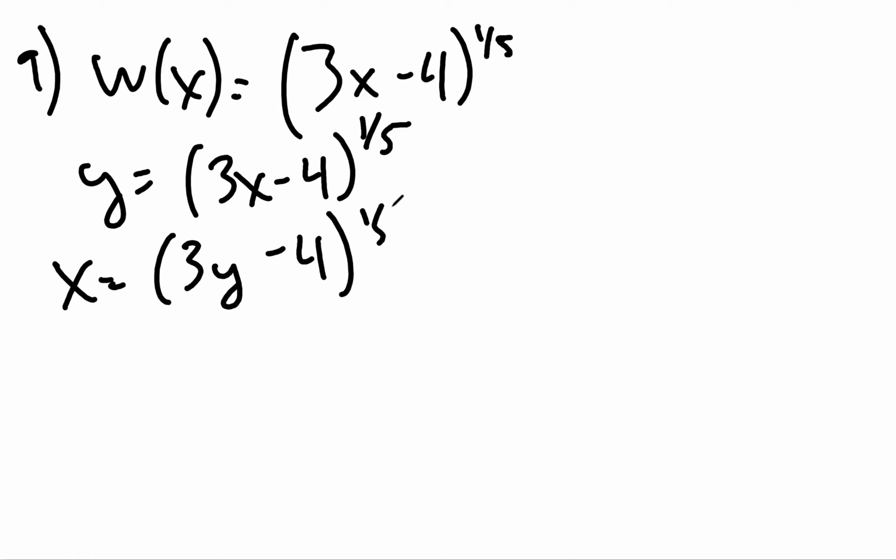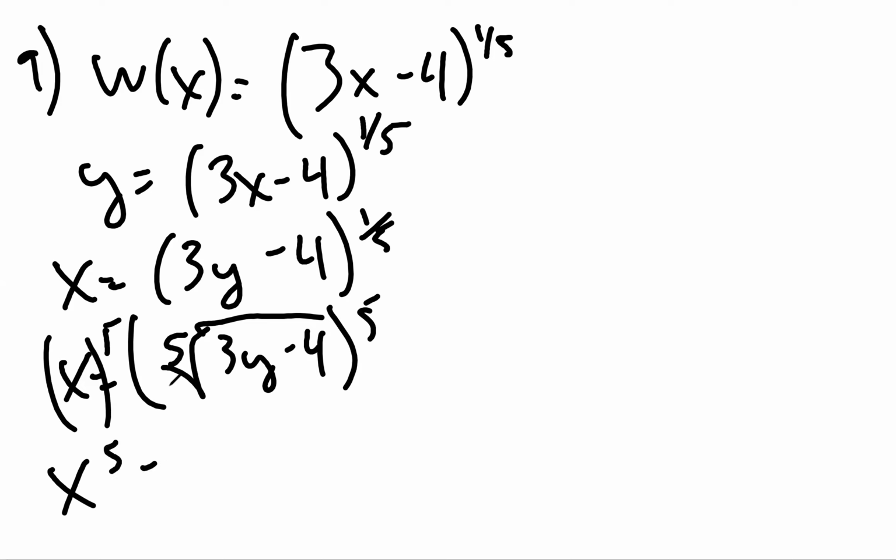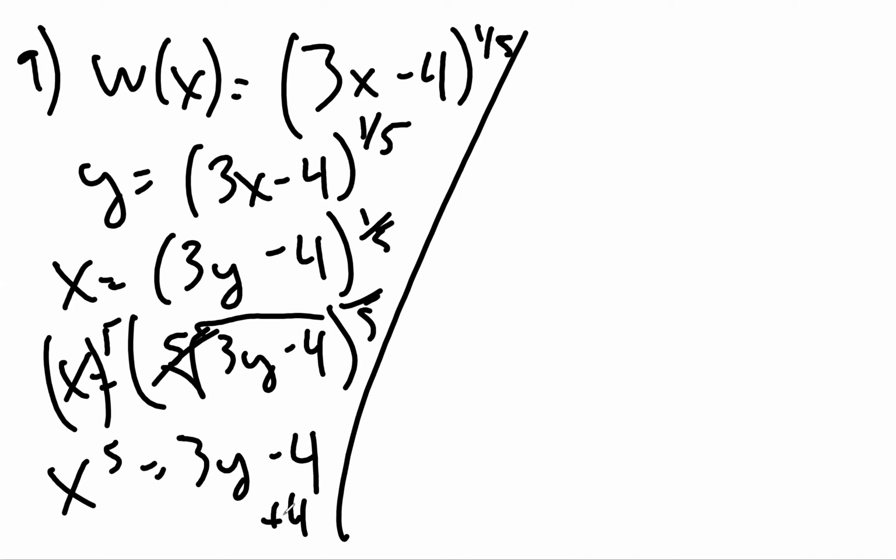And then we have to remember, when we see a fraction exponent, we're actually going to take the 5th root of this. So this becomes x equals the 5th root of 3y minus 4. In order to get rid of the 5th root, I have to raise it to the 5th power, and what I do to one side, I have to do to both. So that gives me x to the 5th equals 3y minus 4.